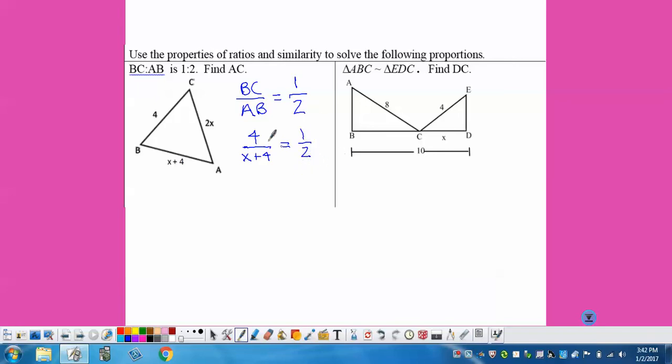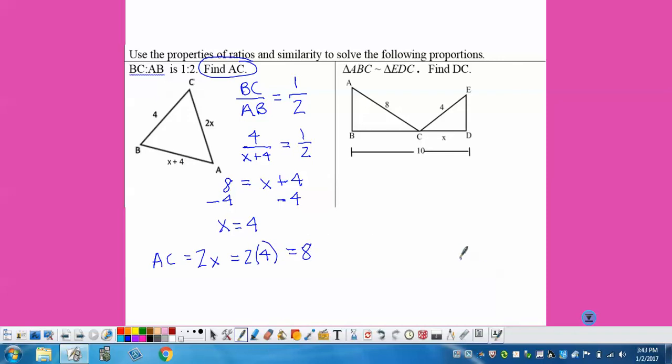Now I'm going to use my cross product property. I get that 8 equals x plus 4. Subtract the 4, and I get that x equals 4. Now, the question wasn't asking us just to solve for x, it asked us to find AC. We know that AC equals 2x, so we'll equal 2 times 4, which is 8.